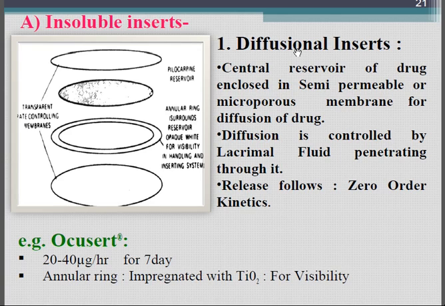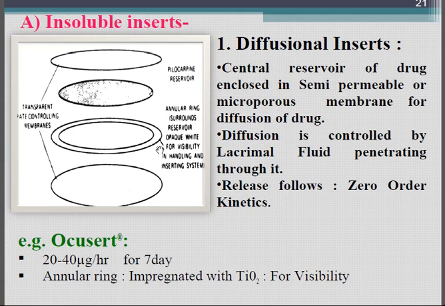So central reservoir of drug enclosure. So here you can see, this is the reservoir. Okay, the complete Ocusert it is. So it's a central reservoir of a drug enclosed in a semi-permeable or microporous membrane for diffusion of a drug. Okay. So diffusion is controlled by the lacrimal fluid penetrating fluid. The release zone follows zero order kinetics.